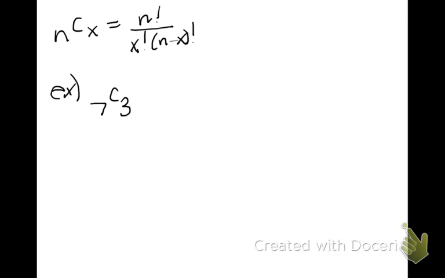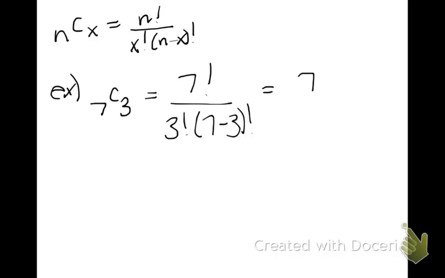For example, let's say we're trying to work out 7 combination 3. According to the formula, this would be 7 factorial divided by 3 factorial times 7 minus 3 factorial. The first thing you should do is work out the parentheses. 7 minus 3 is 4, so we'll write this as 7 factorial divided by 3 factorial times 4 factorial.